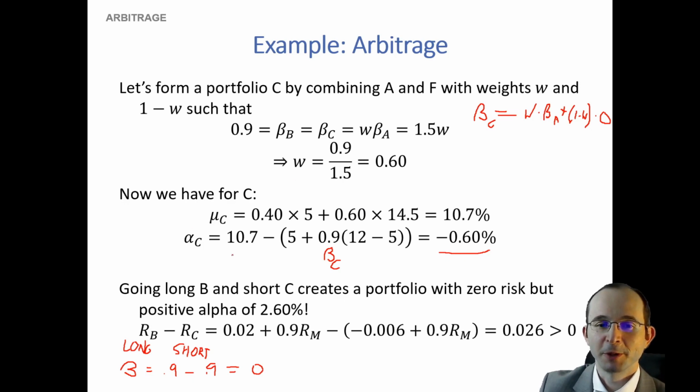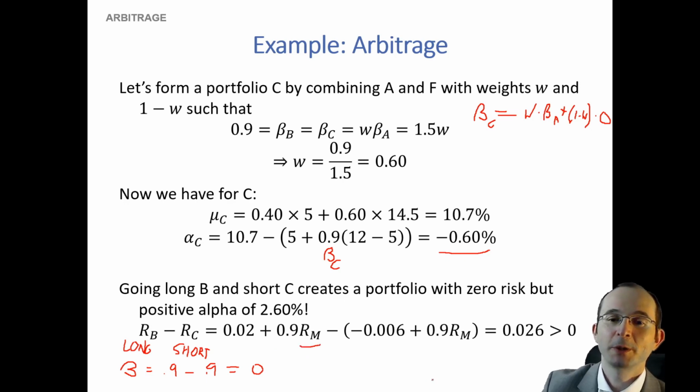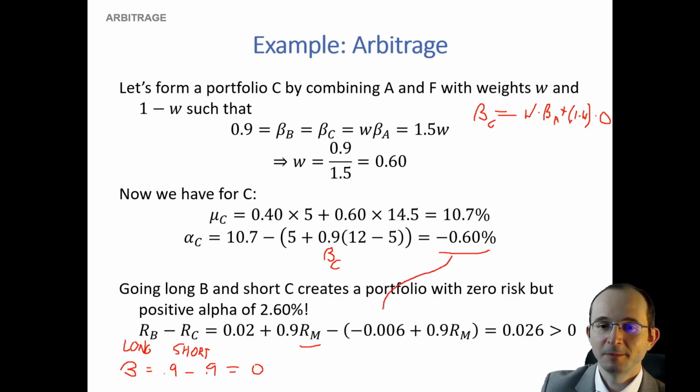Well, remember, if we go long a share of B, we get our alpha of 2%, and we get our systematic expected return of 0.9 times the expected return to the market portfolio. If we go short one share of C, we get our alpha of C, negative 0.6%. But since we are short it, that negative alpha actually becomes a positive return to our portfolio since we're short a negative number.